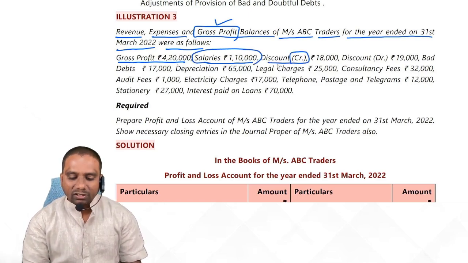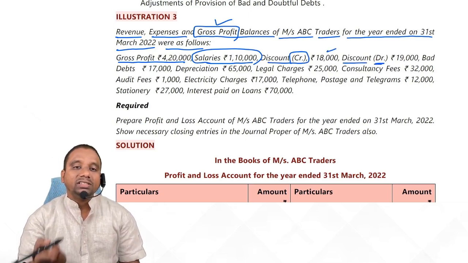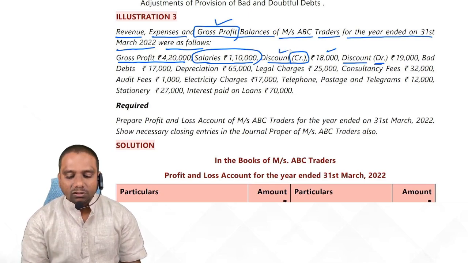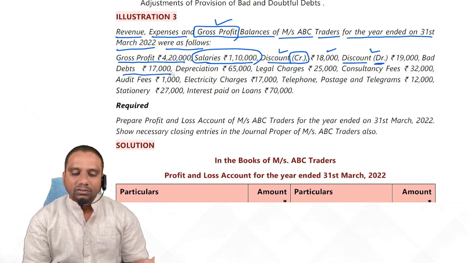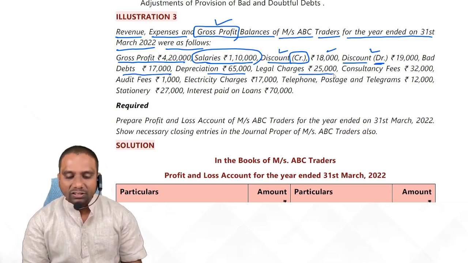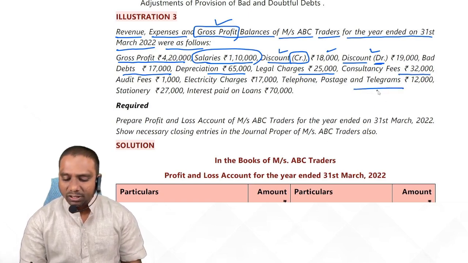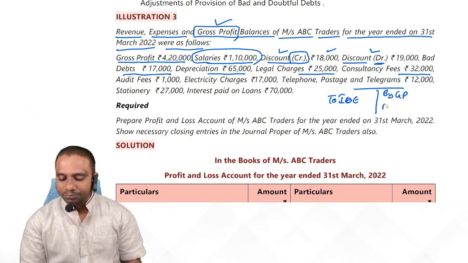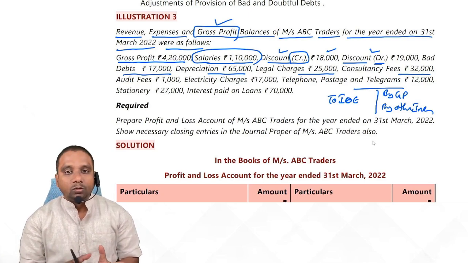Discount they are giving as credit means discount received, so credit. Discount they are giving as debit means discount allowed. It is discount received and it is discount allowed. P&L account debit. Next, bad debts debit. Depreciation debit. Legal charges debit. Consultancy fees debit. All are expenses now. So in the P&L account, what do we do? We write all indirect expenses. Here we write gross profit and other incomes. The difference is nothing but your net profit or net loss.